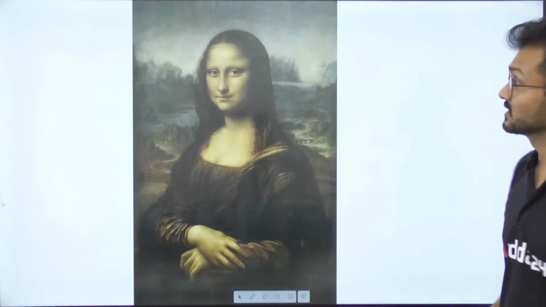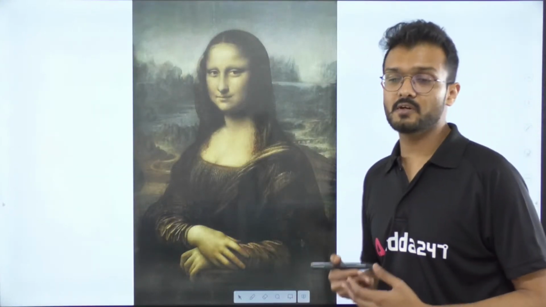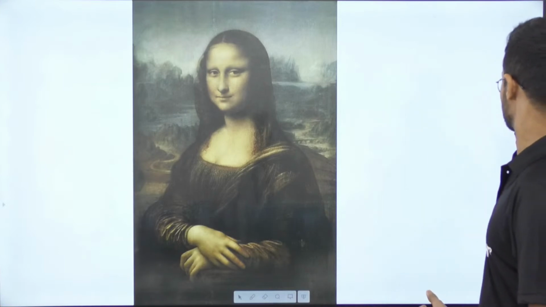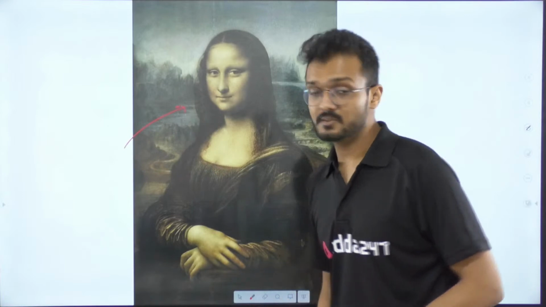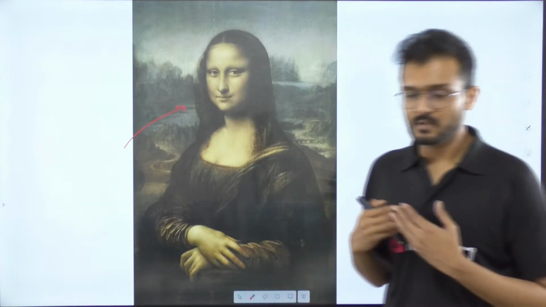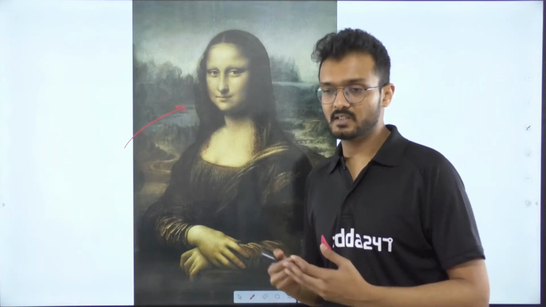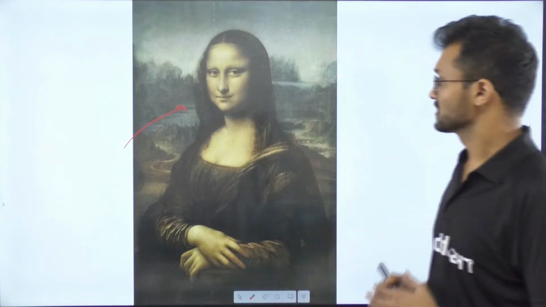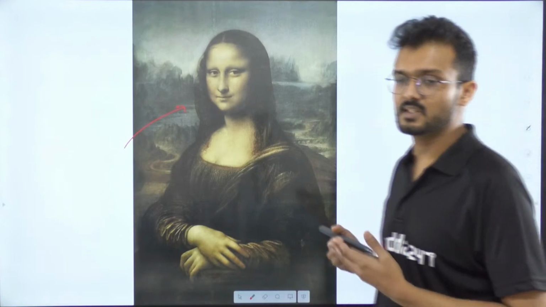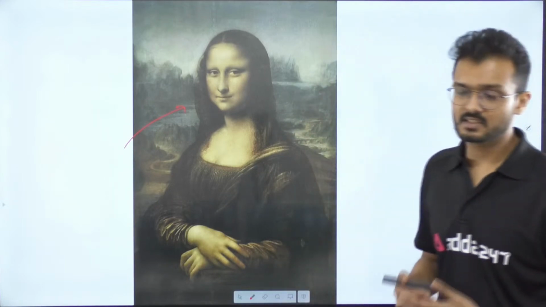And this is a very famous painting. I hope you have seen this painting, and this world renowned painting is the painting of Mona Lisa. This painting was painted by the Italian painter whose name is Leonardo da Vinci. This painting was formulated during the European Renaissance in the 16th century.